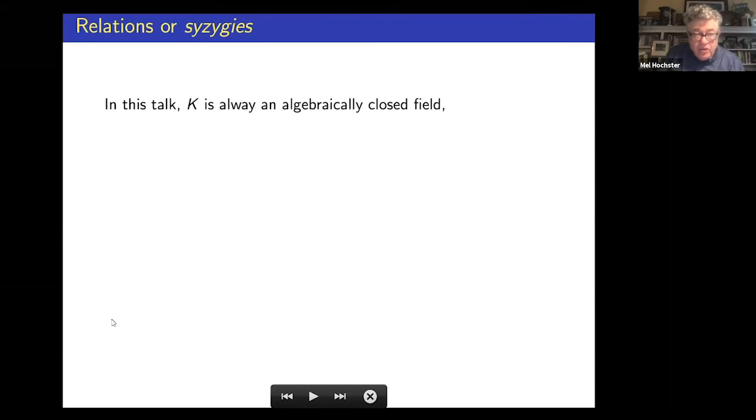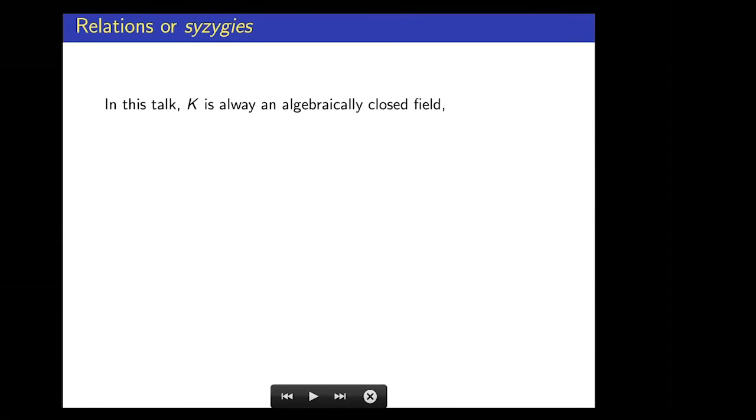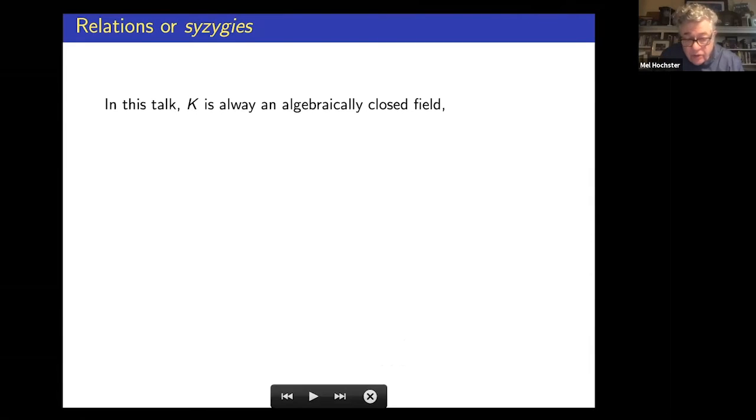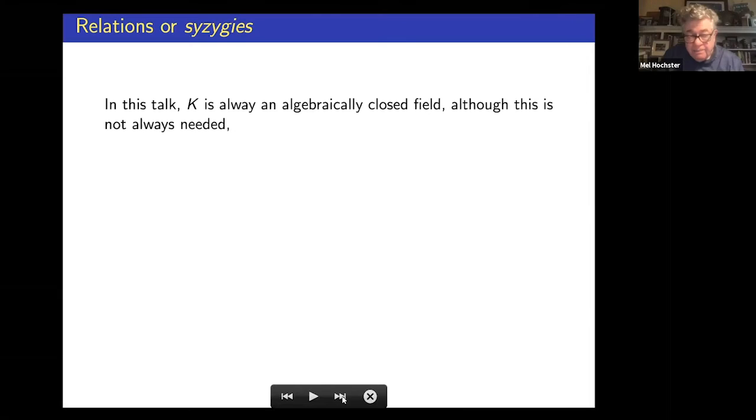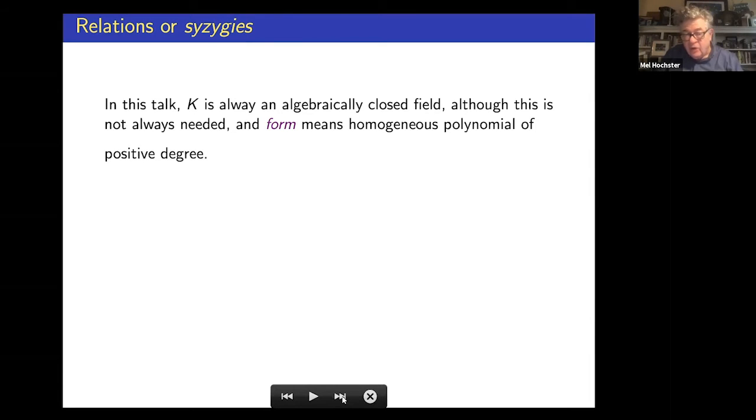So throughout this talk, K is always an algebraically closed field. It's not always needed, but I'll assume it for simplicity. When I talk about a form, I always mean a homogeneous polynomial of positive degree. And R will always be a polynomial ring over the field.